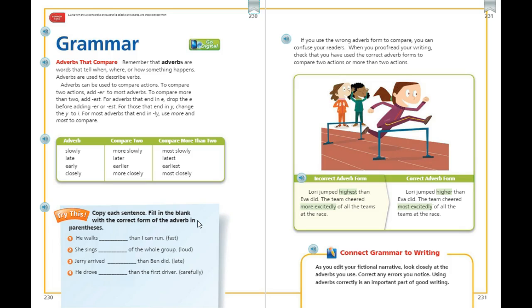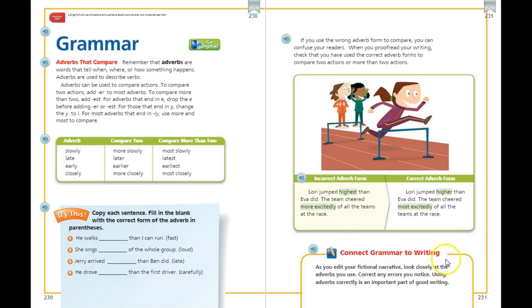So, incorrect adverb form. Lori jumped highest than Eva did. Well, we're not comparing more than two, so we don't need the est, we need higher. The team cheered more excitedly of all the teams at the race. Well, here we have more than one team, so it's most excitedly of all the teams at the race. So remember when you're proofreading your writing to check for those.